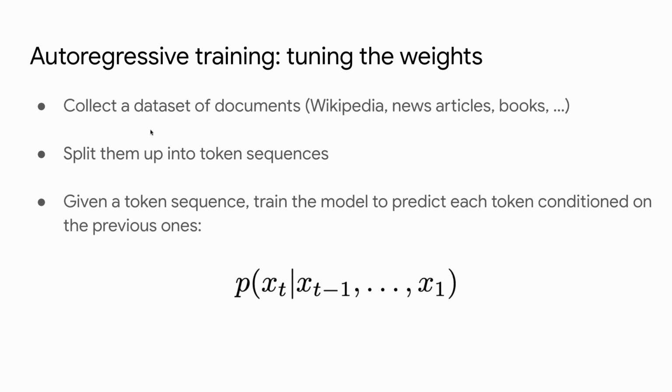So the way we do that is typically, we start by collecting a large data set of documents that we care about. So if we're doing natural language, maybe we'll collect sequences of text from Wikipedia, news articles, books, scraping web pages, wherever we can find text. We will split them up into token sequences. And then given a token sequence, we're going to train the model. We're going to show the model, here's a bunch of tokens, let's say 100 tokens. Try to predict the next token.